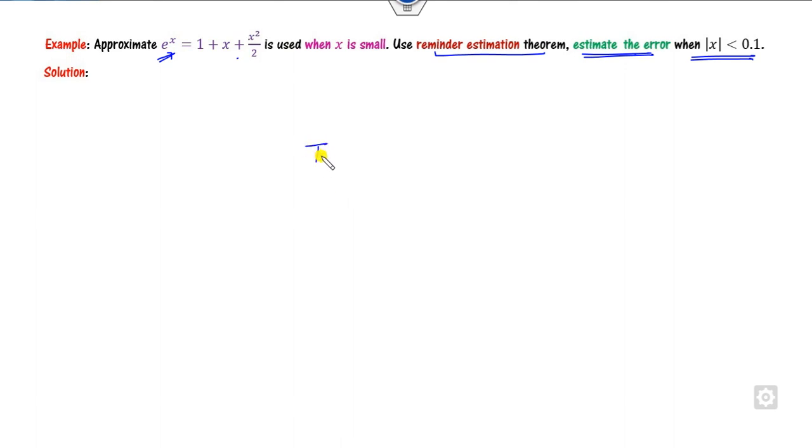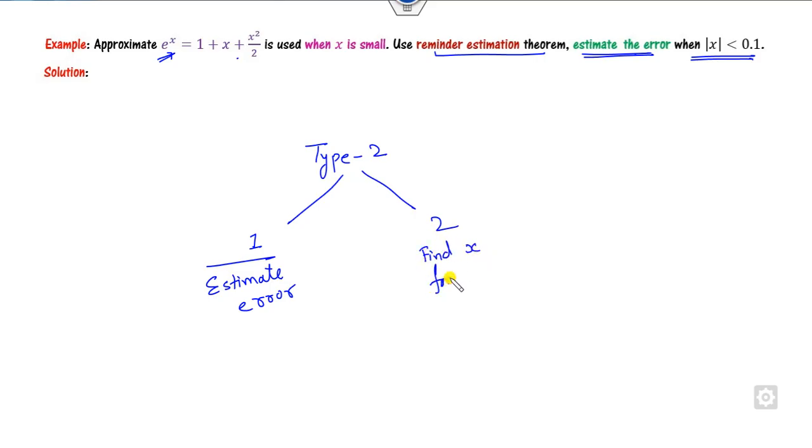There are only two types. The type 1 is when you want to estimate the error, and the second type is when you find x for which the error will be less than the desired goal, whatever the goal is. So this question is related to the first type. We will discuss the second type in the second example.